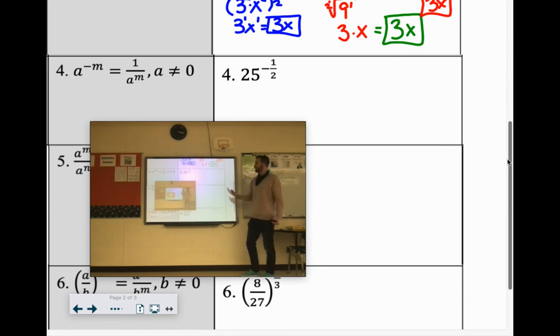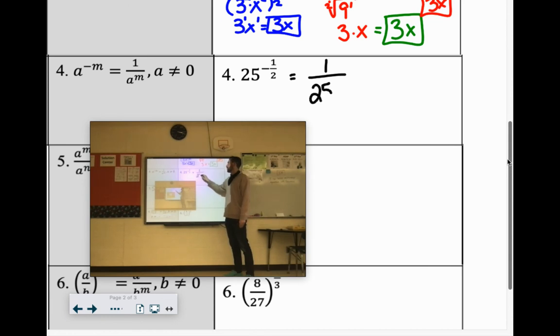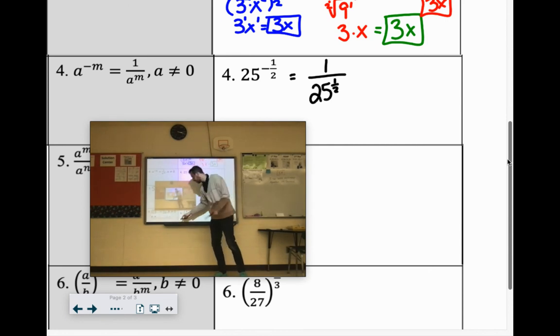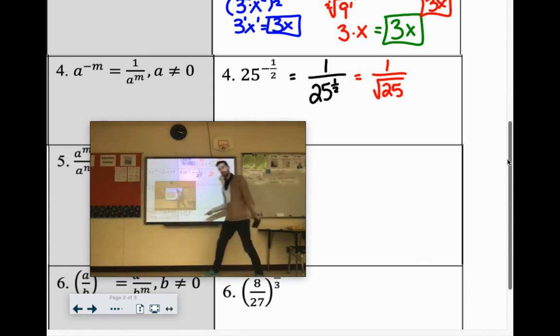When you have a negative exponent, the way you make it positive is you put it on the other side of the fraction. So, if we are doing 25 to the negative 1/2 power, to make it positive, which you can't have negative exponents in your final answer, you make it 1 over 25 to the 1/2 power. Now, like I just said, when you have to the 1/2 power, that's the same as the square root. So this is really 1 over the square root of 25. And the square root of 25 is 5. So this comes out to 1 over 5.